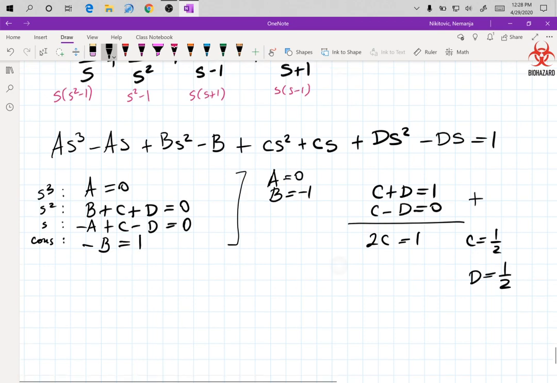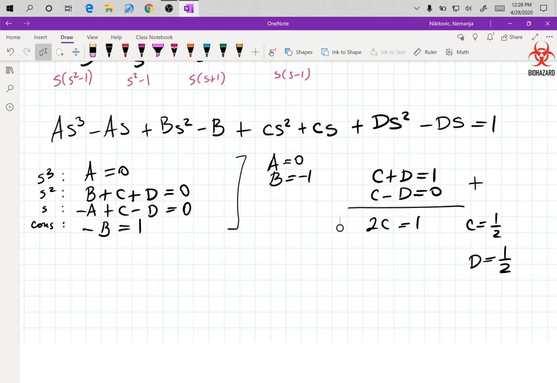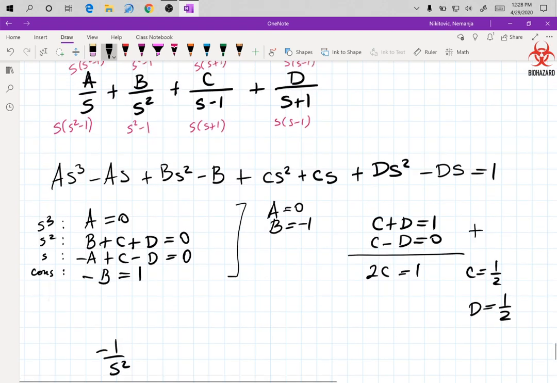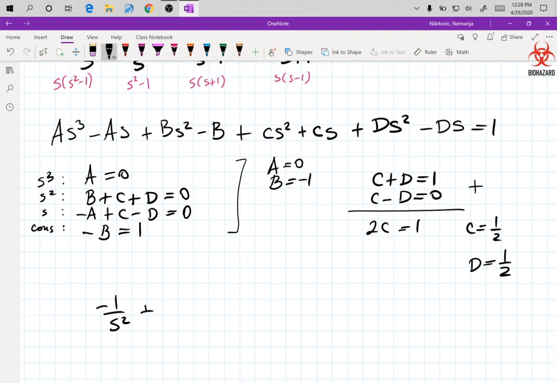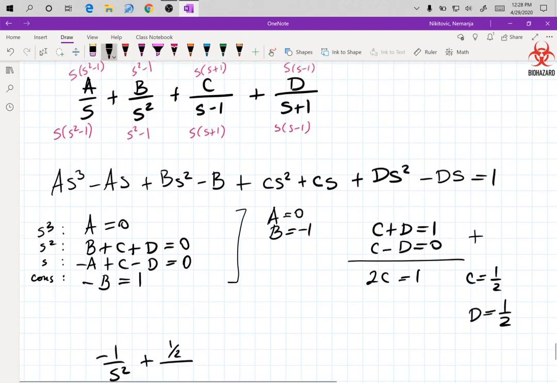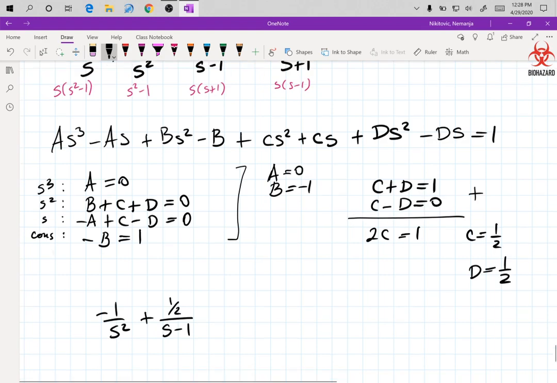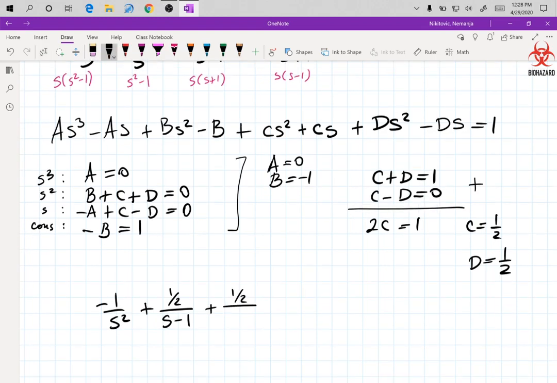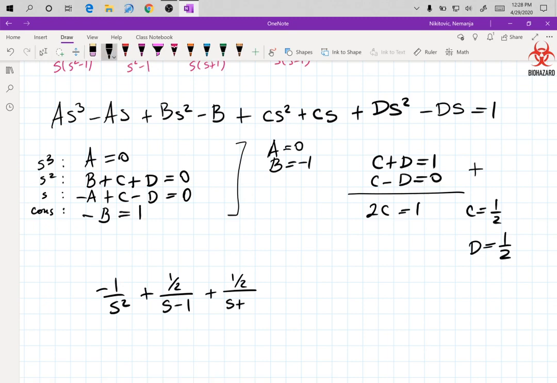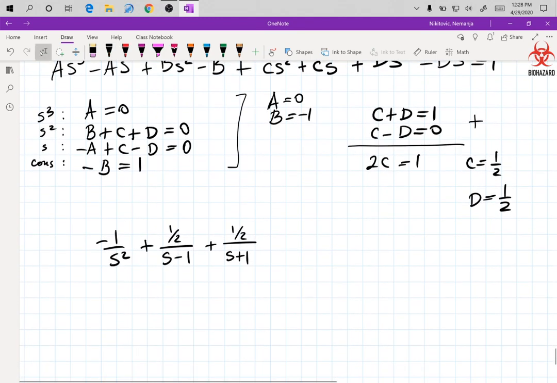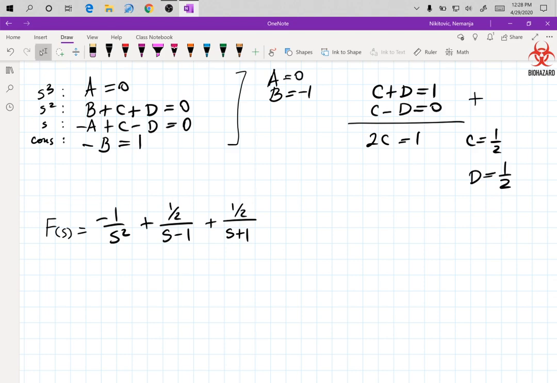So B over s squared is negative 1 over s squared, C over s minus 1 is 1/2 over s minus 1, and D over s plus 1 is plus 1/2 over s plus 1. Cool. So this is what our F of s equals when we are done with the partial fractions.